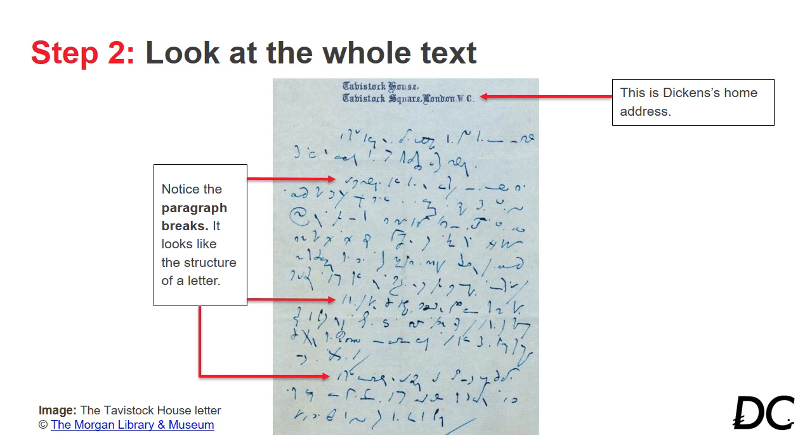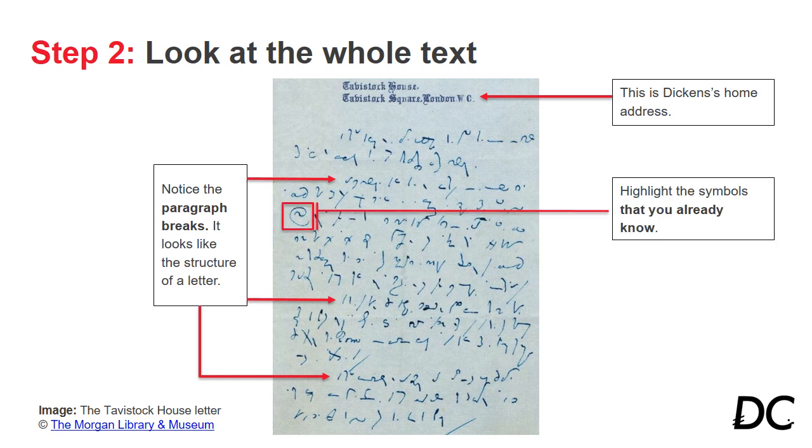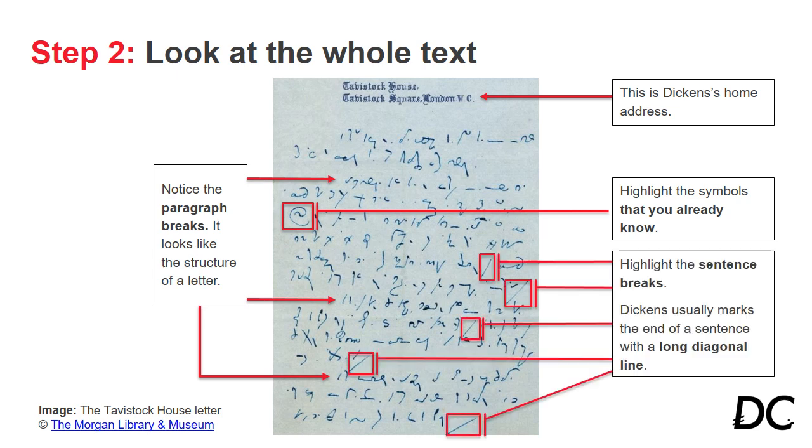Then you might scan the letter for symbols that you already know. My particular favourite is this very striking symbol here, which looks like the @ symbol on our keyboards and stands for the word about or around. Finally, it's useful to notice where sentences begin and end. Dickens has marked the end of a sentence with a long diagonal line, and if you look carefully at the text, you can see 5 of these in the text.